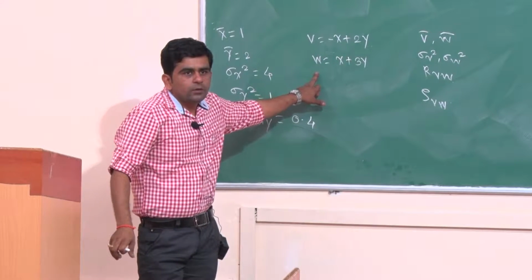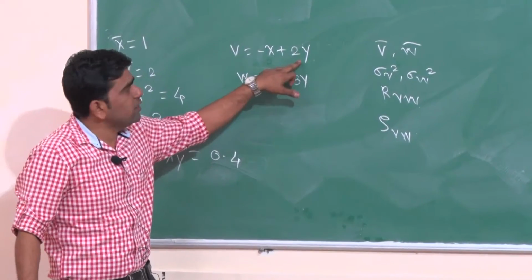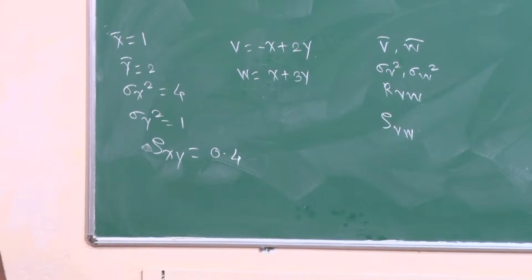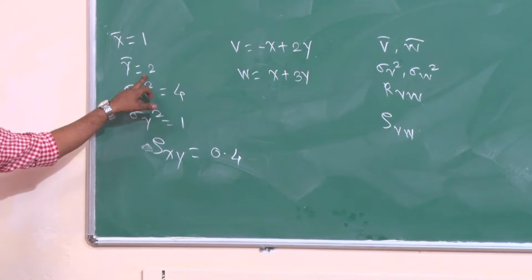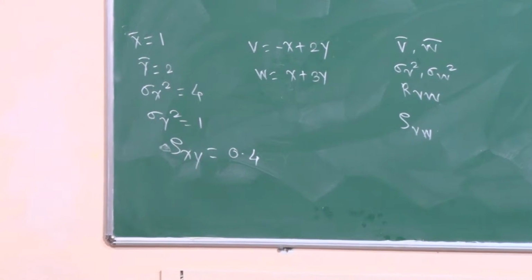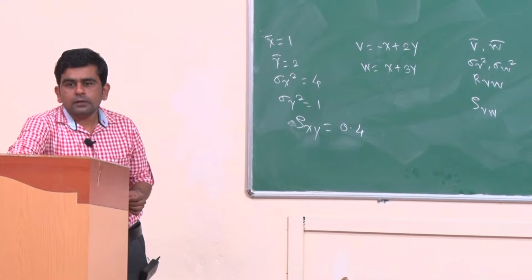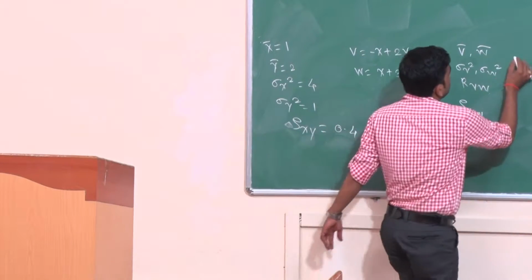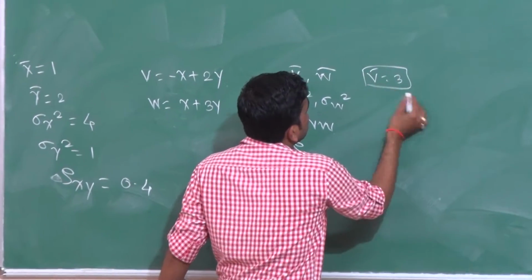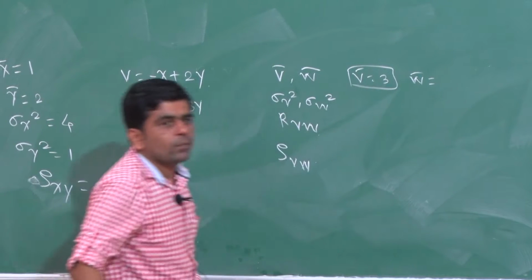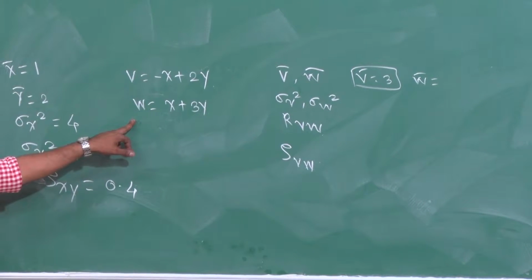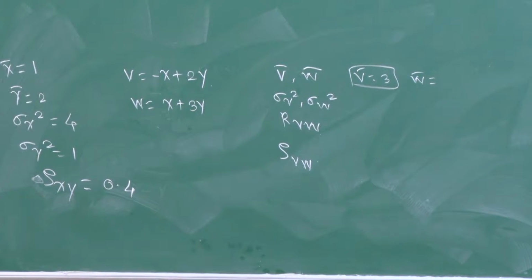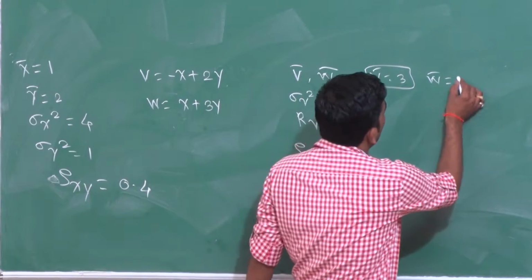Simple. V bar, expected value of minus x plus 2y, that will give minus expected value of x plus 2 into expected value of y. X bar is given 1, y bar is given 2. So the mean value for v, 3. So here we will get v bar is equal to 3. Similarly, you have to calculate this w bar. Mean value for the second random variable w, which is a function of x and y. Expected value of x plus 3 into expected value of y. W bar is equal to 7.